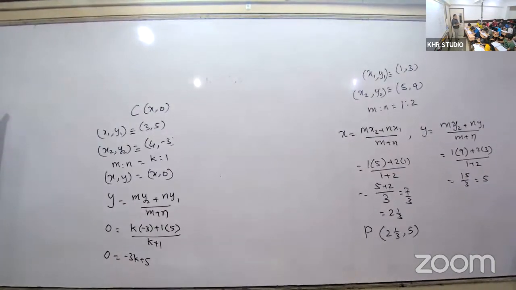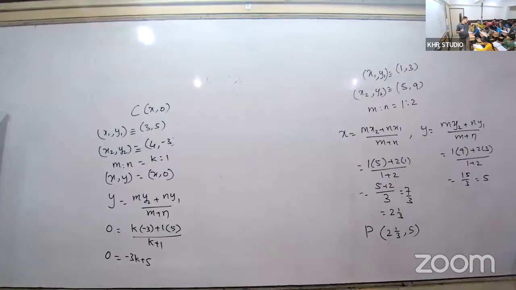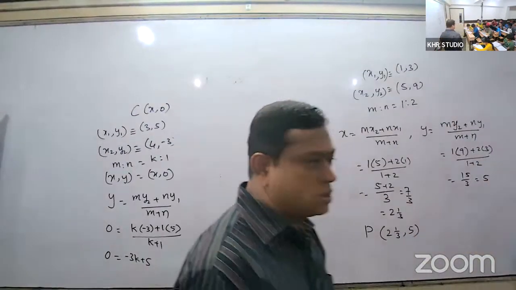Completed, all of you? Yes, sir. It's all right. 7 by 3 is okay. Don't make mistakes. Once you are substituting, don't make mistakes. That's all. Yes, second question.